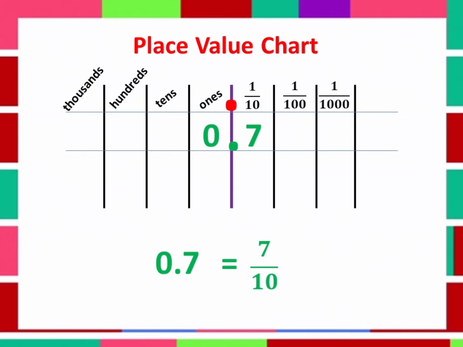Now, let's have another example. 0.9. So the digit after the decimal point will be the numerator. And 9 is found in the tenths place. So 0.9 is equal to 9 over 10 or 9 tenths.